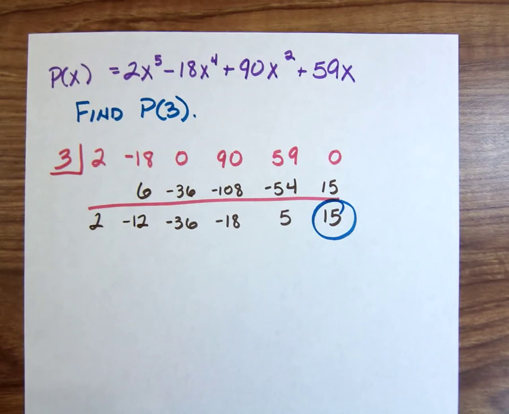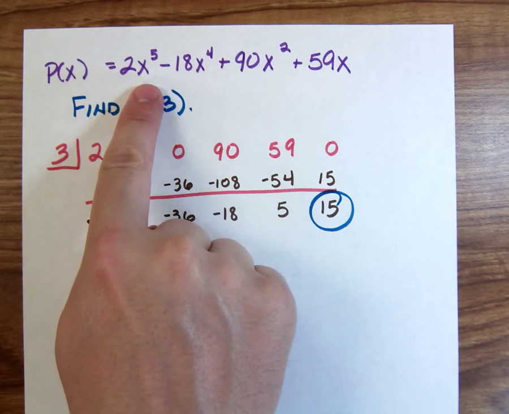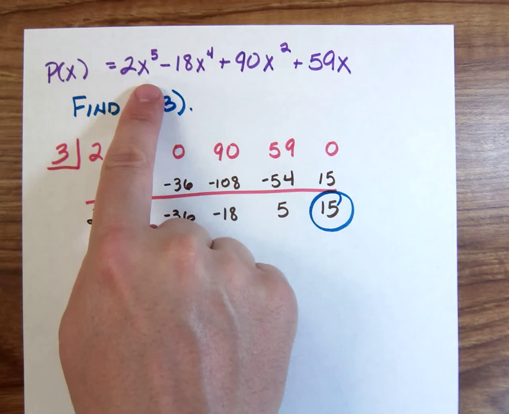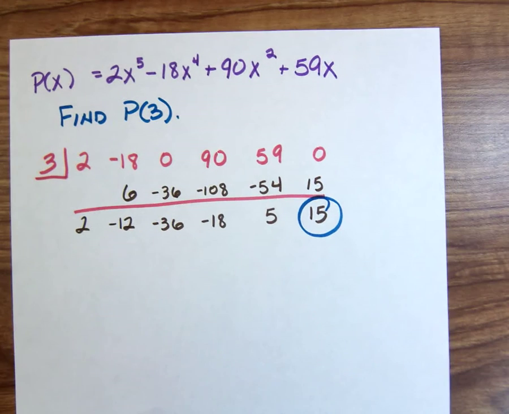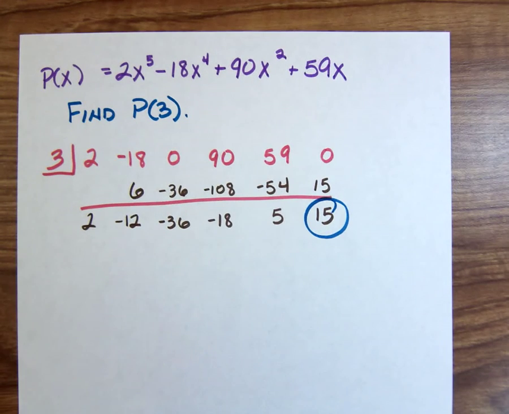Again, synthetic division, even though we had these big numbers, is a big, big time saver. Plugging 3 into this, even with a calculator, takes a while. And the numbers along the way are gross. Let's avoid that if we can.